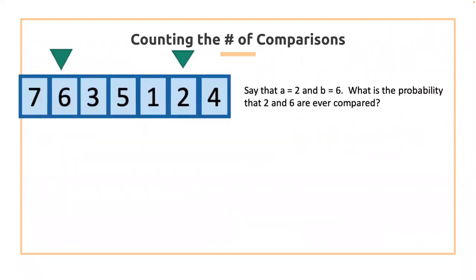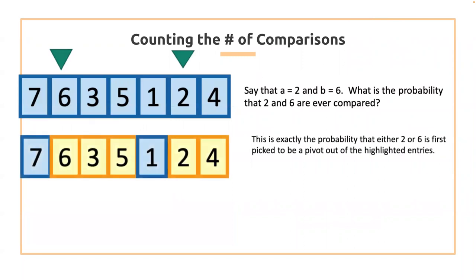So for example, if we ask what's the probability that 6 and 2 get compared, okay? This happens only if 2 or 6, one of them, has to be picked to be the pivot first, right? 2 or 6 is first to be a pivot out of these entries. Why? Somebody tell me why. What I'm saying is that for them to get compared, first of all, one of them has to be the pivot. We talked about that. If one of them is not the pivot, then they won't get compared. So one of them has to be picked to be the pivot, right?